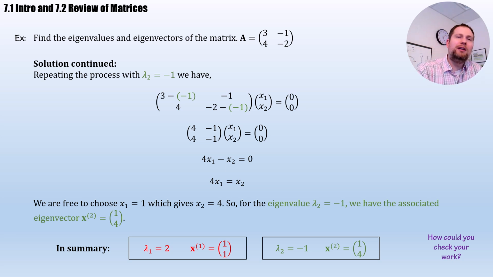Oh, sorry, one more comment. Could you check your work on this? Sure. Remember what it means to be an eigenvalue or an eigenvector? Go back to the original matrix and multiply the original matrix by this vector and see what happens. I think you'll be delighted. Take the original matrix and multiply by this vector and see what happens. I think you'll be delighted.